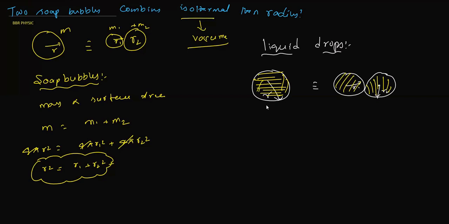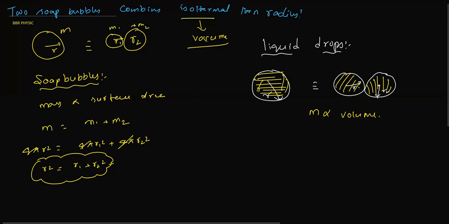Like this. So here mass is conserved still. So what can we write? Mass is directly proportional to m1 plus m2. Since mass is there everywhere inside also, mass is directly proportional to volume. So m1 plus m2 equals this.